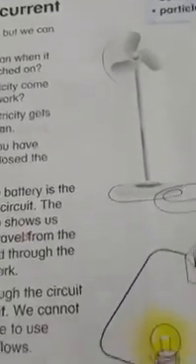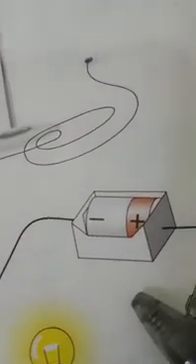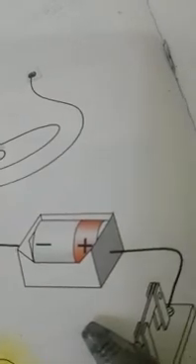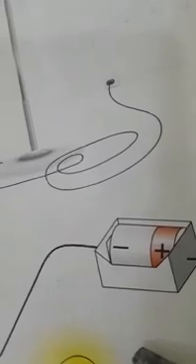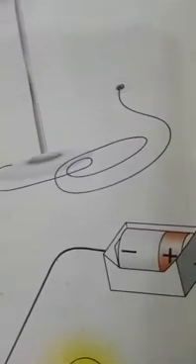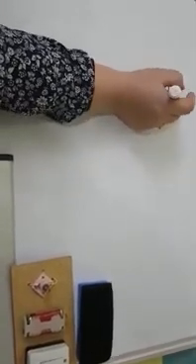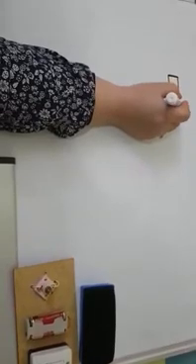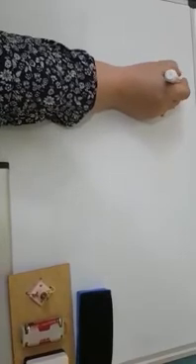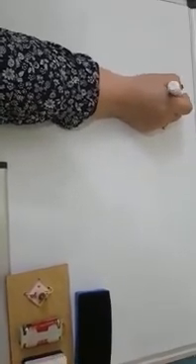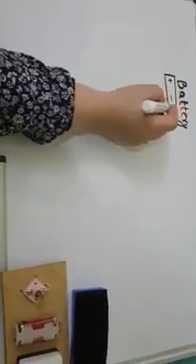Now, I have another diagram to discuss with you to know how electricity flows through the circuit. So I will draw it here and I will show you the model. I will explain the circuit here. This is battery, positive, negative.